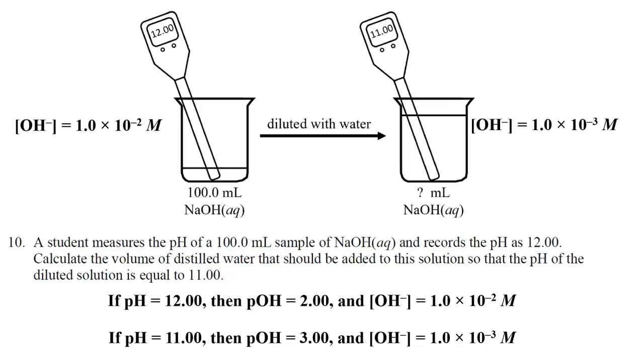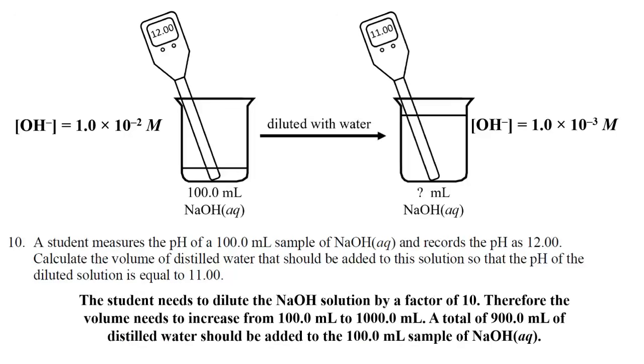So what happened to the pH upon dilution with water is the pH went down by 1 unit on the pH scale. But what happened to the concentration of the hydroxide ion is it decreased by a factor of 10. So to summarize, the student needs to dilute the sodium hydroxide solution by a factor of 10. So therefore, the volume needs to increase from 100 milliliters to 1,000 milliliters.